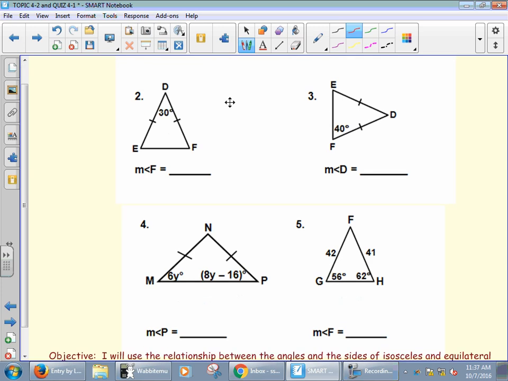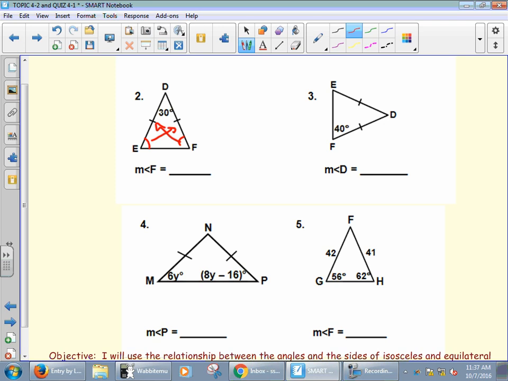Okay, so we've got an angle of 30, okay? Is E and F congruent to each other, or one of them congruent to 30? E and F are congruent to each other. Does everyone understand that? Because directly across from them, the sides are congruent. So those are the base angles.